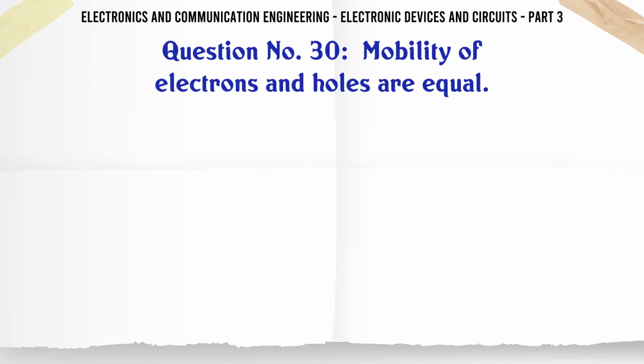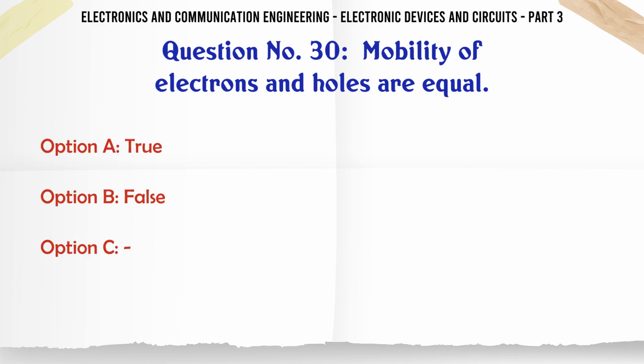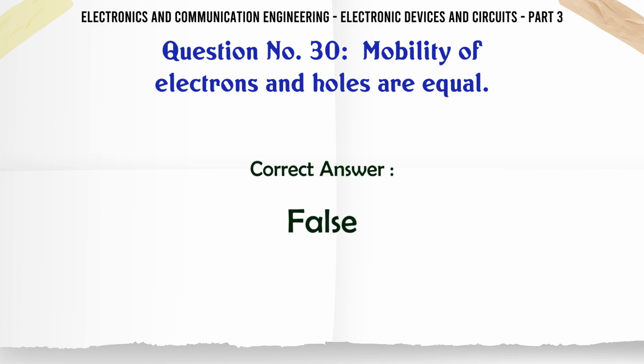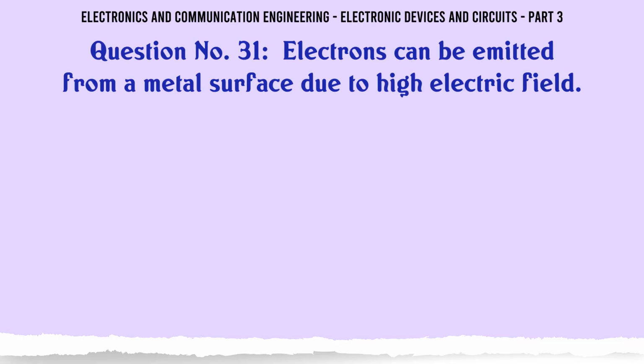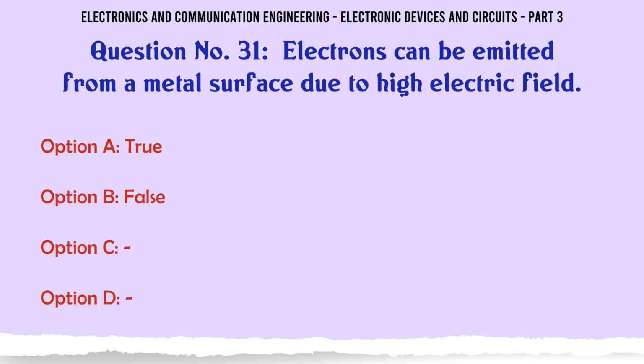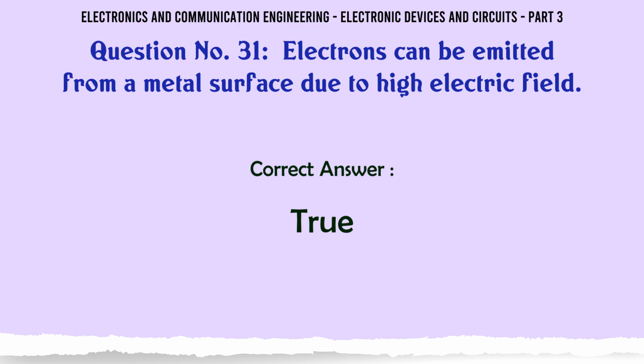Mobility of electrons and holes are equal. A true, B false. The correct answer is false. Electrons can be emitted from a metal surface due to high electric field. A true, B false. The correct answer is true.